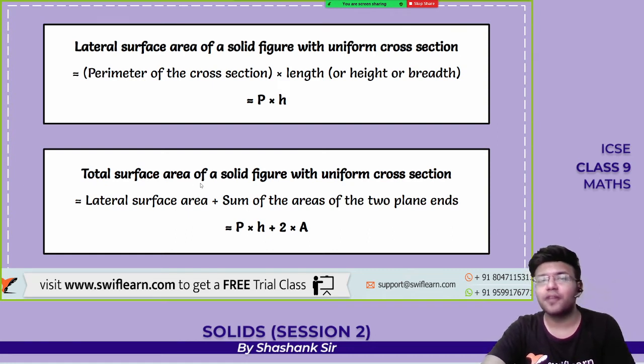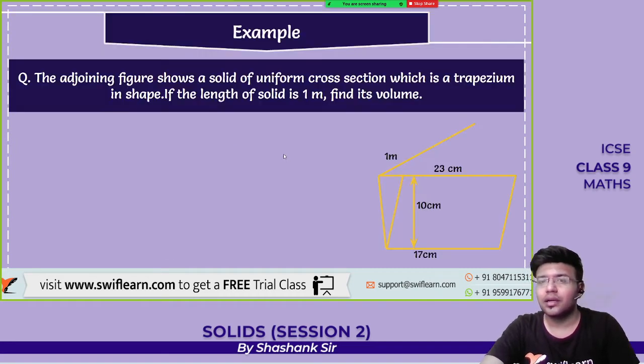The total surface area of the solid figure with uniform cross section is the lateral surface area plus the sum of the areas of the two plane ends. That is, the areas of the bases plus the lateral surface area, which is perimeter into height. Okay, so yes, let's solve an example.